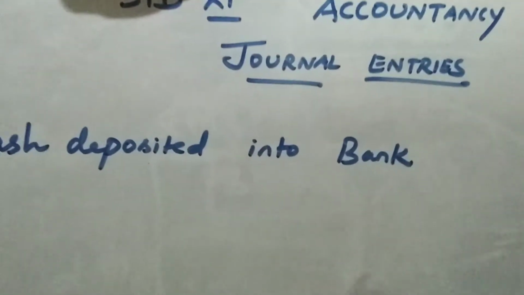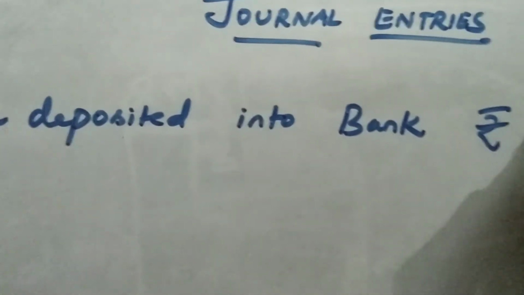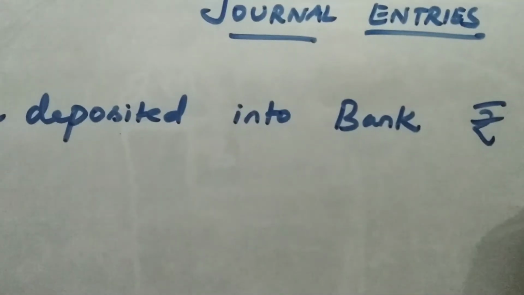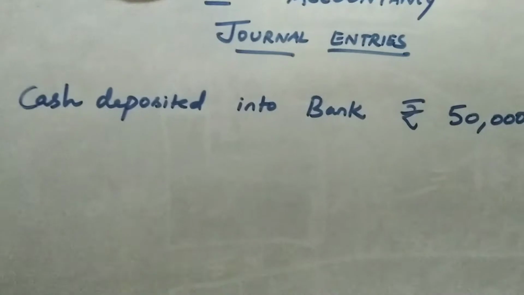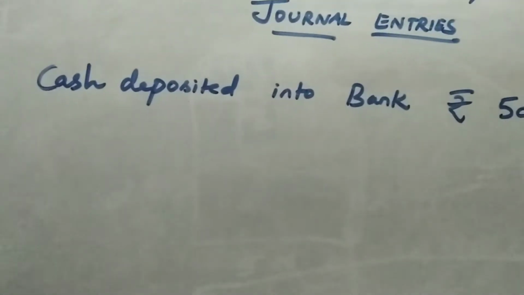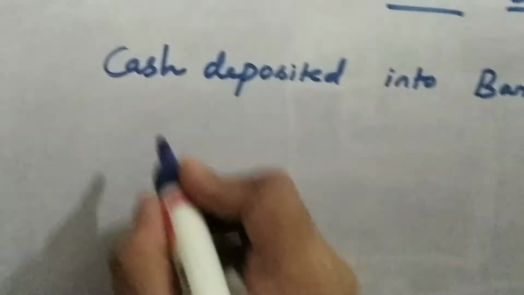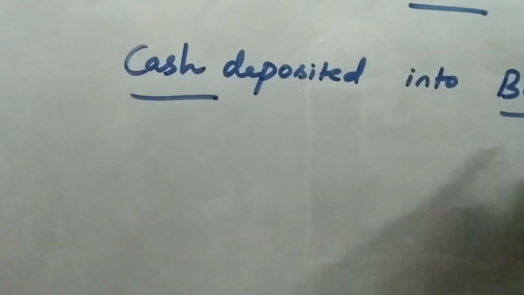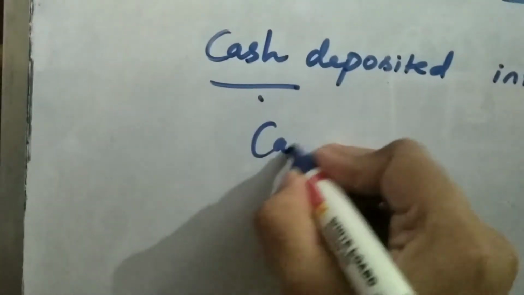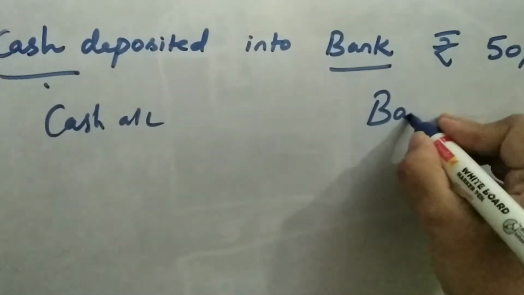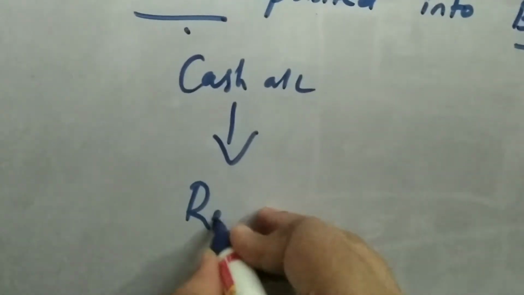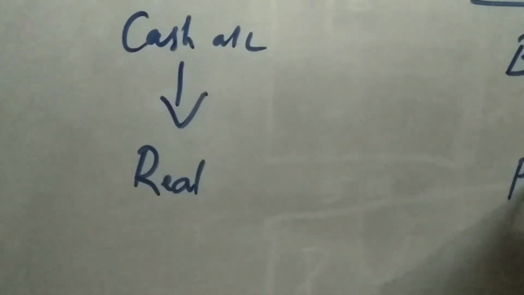Cash deposited into bank, rupees 50,000. So let us start with the steps. First step, we need to identify the two accounts involved. We have cash, we have bank. So cash account and bank account. So cash comes under real. All assets come under real account. Bank comes under personal account.